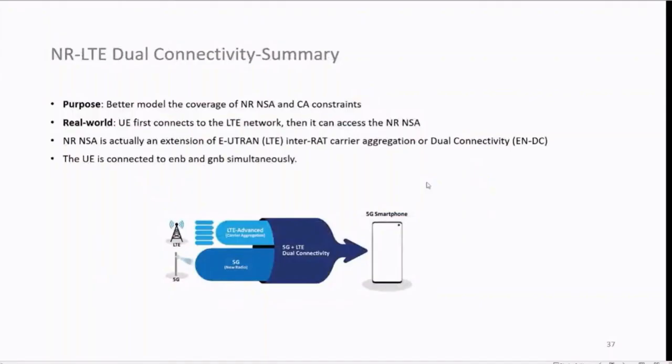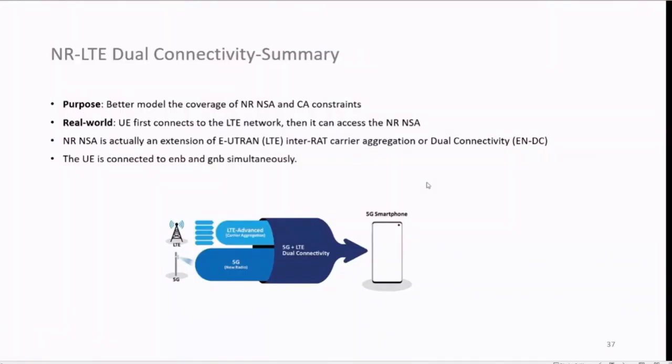Again, NR-LTE dual connectivity. Dual connectivity was introduced in 3GPP. The main purpose is to allow a UE to simultaneously transmit and receive data on multiple component carriers from two cell groups, one providing LTE access and the other providing new radio access, which is also called 5G. In this case, one scheduler is located in the master node and one scheduler is located in the secondary node.